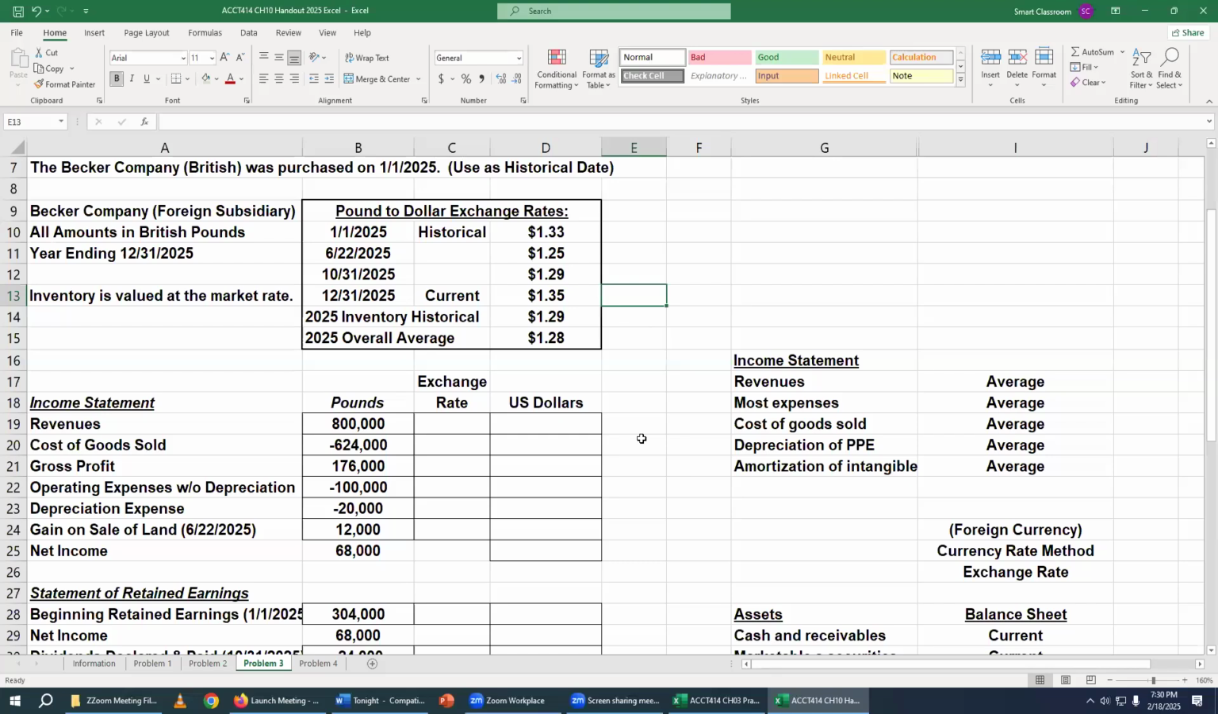Oh, excuse me. What's gonna be the exchange rate for the revenues? Can you share your screen again? Yeah, that would probably make it easier for you guys. You don't have to use that holographic telepathy or whatever.